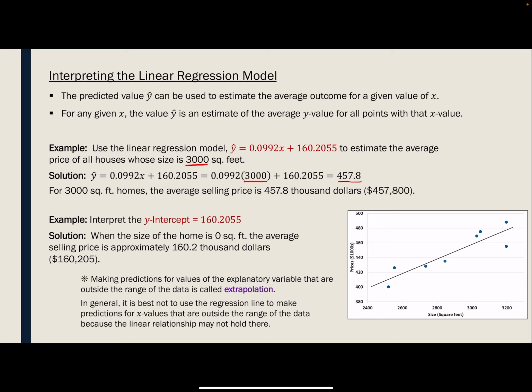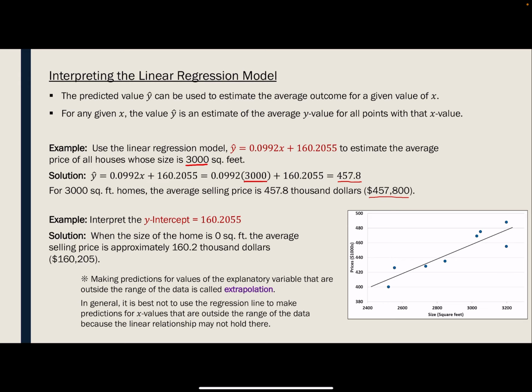So you're really just putting 3,000 in for x and calculating y hat to get 457.8. Just remember that you should always think about this in terms of the context of the problem. So we would say that for 3,000 square foot homes, the average selling price is $457.8 thousand. Or you could write it like this. Just remember that the units in our table were in thousands of dollars.